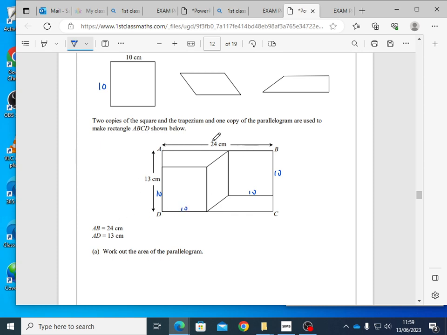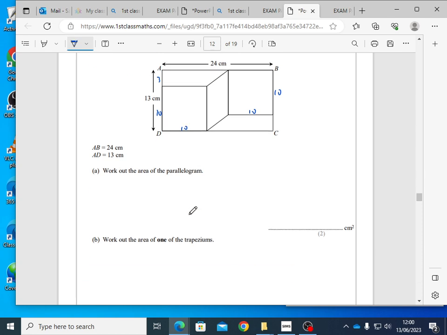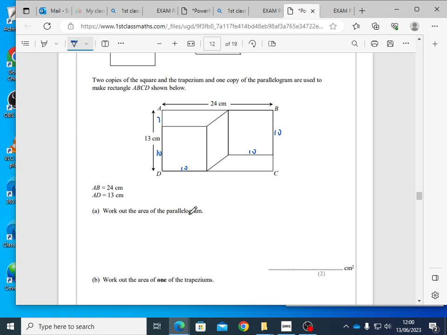A to B is 24. A to D is 3. Work out the area of the parallelogram. Work out the area of the trapezium. If that's 10, that will be 3. That height there to there will be 10. And this width from here to here we need to work out. Just give me one second. So we need to be careful here. If that's 10, that goes to 10, this will be 4, because that's 10. Remember that. That's 24. Now this is 4, this is 3.